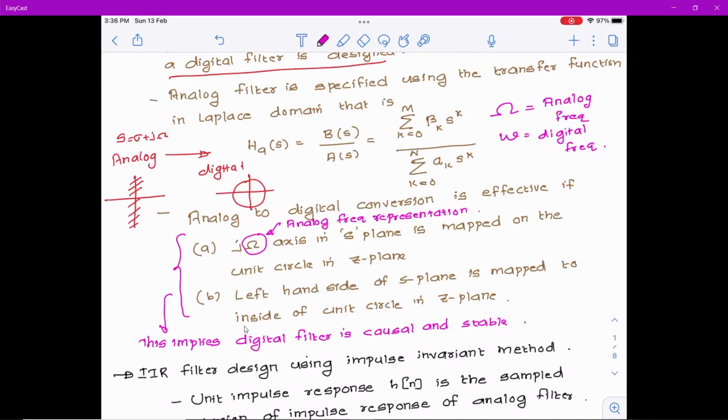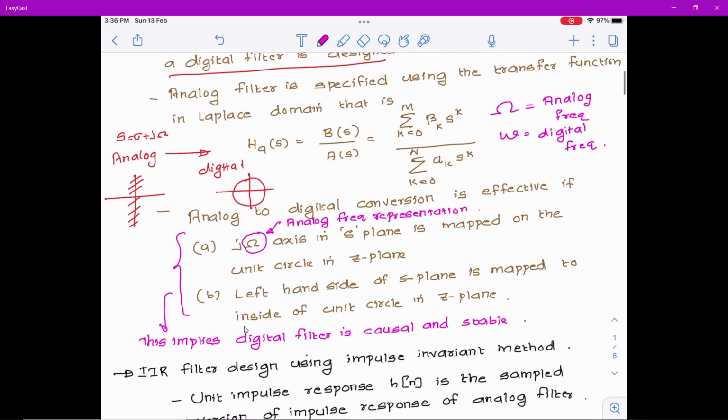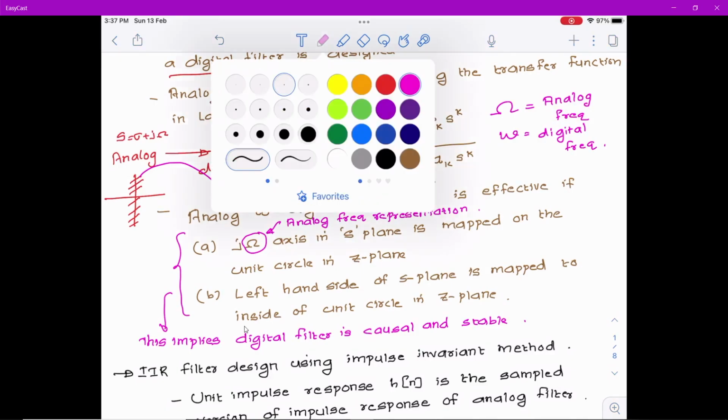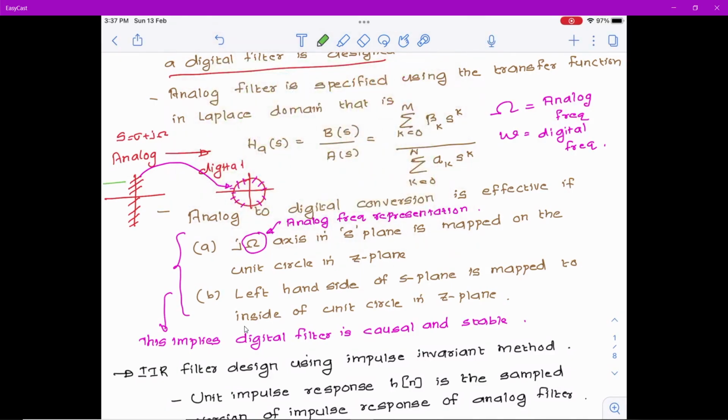So in the analog domain, the j omega axis should be mapped to the unit circle. Also, the left half of the S plane should be mapped to the inside of the unit circle. A filter is stable if it has poles only in the left half.